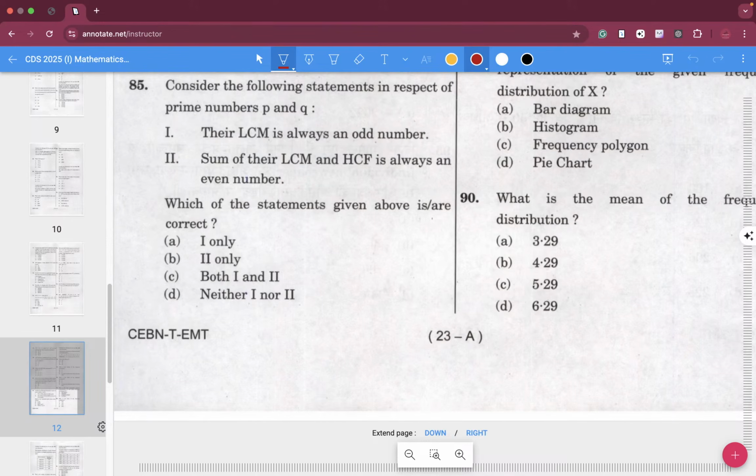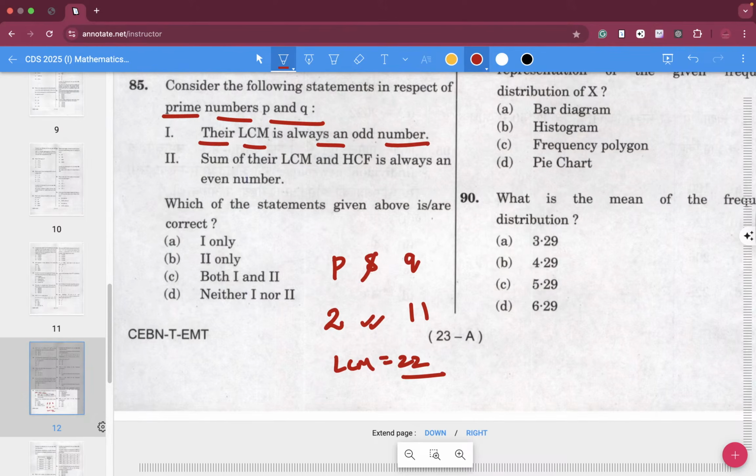So what does it mean over here? We have the prime numbers p and q. Can we assume some prime numbers? I'm assuming the prime numbers as 2 and 11. I'm intentionally assuming an even prime number, which is 2. Now what is the LCM of these two numbers? LCM is equal to 22, which is even. The statement says their LCM is always an odd number, which is wrong. In this case we are getting the LCM as an even number.